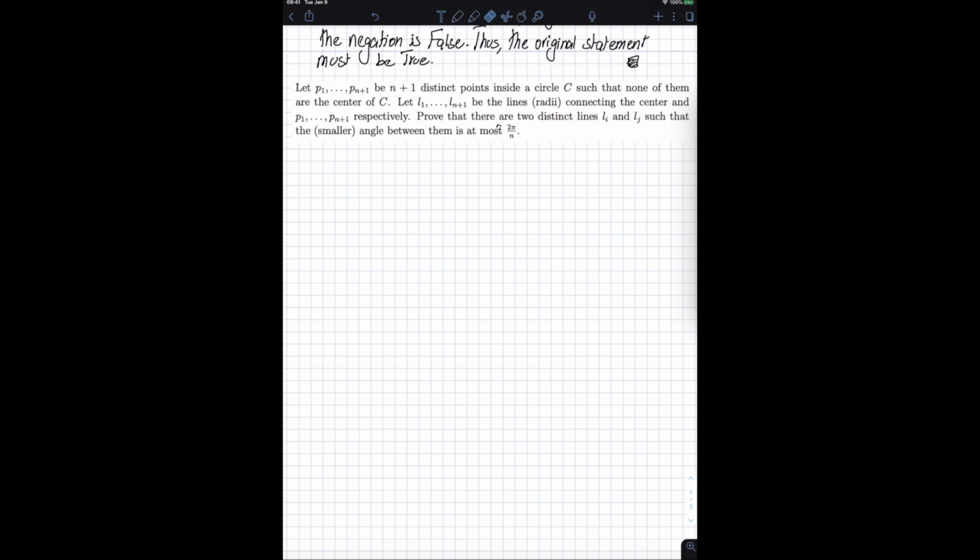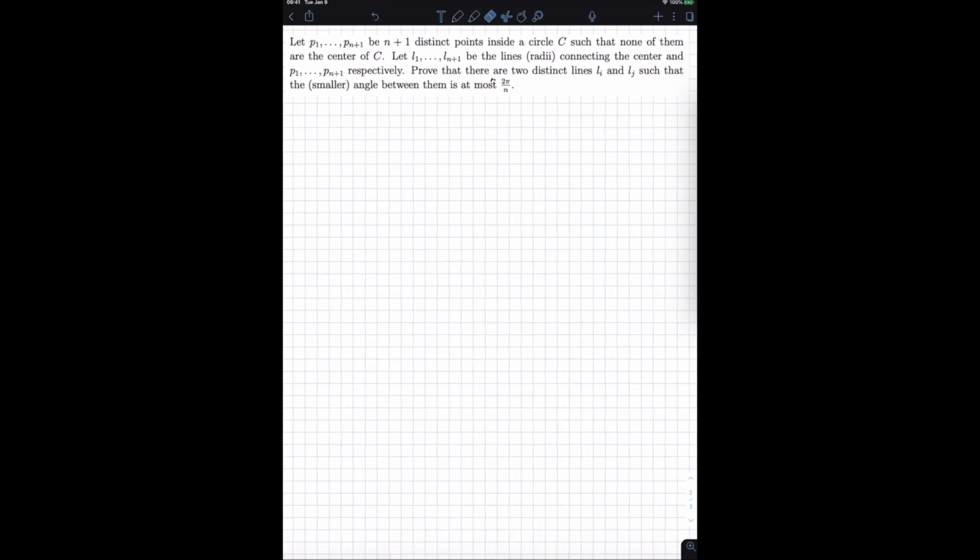Now I came across this question. It's a pretty nice question, and it uses the pigeonhole principle in quite a neat way. It says that let P1 all the way up to P(n+1) be n plus 1 distinct points inside a circle C, such that none of them are the center of C. And then let L1 all the way up to L(n+1) be the lines connecting the center and these points respectively. Prove that there are two distinct lines, Li and Lj, such that the smaller angle between them is at most 2 pi over n.